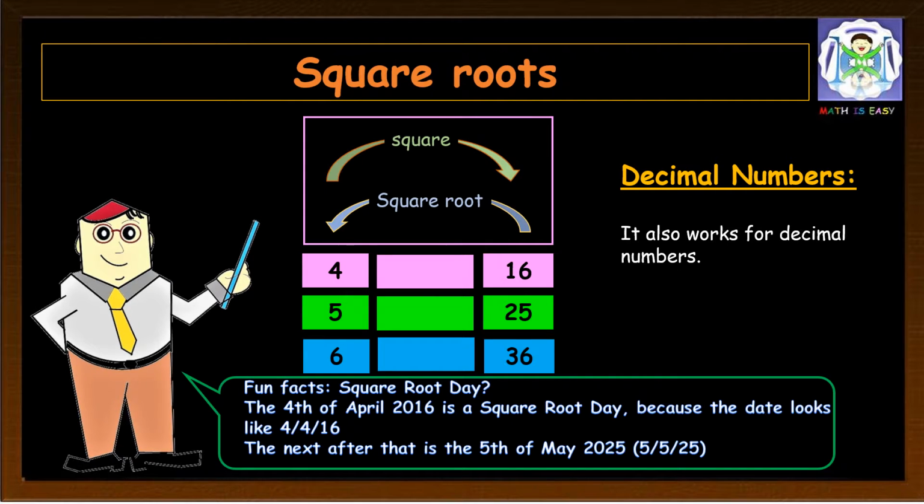Okay, so now just guess what will be the next square root day. Any guesses? No? Okay, so I can tell you, you can continue this little fun with your friends also. The next square root day should be 5th May 2025, because when you write it, it's 5, 5, 25. Is it fun, right?